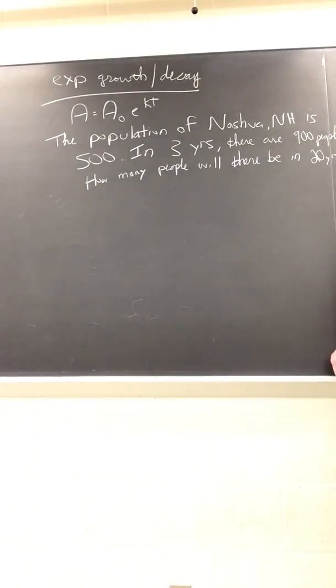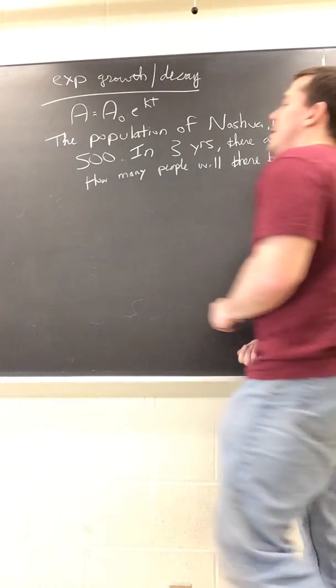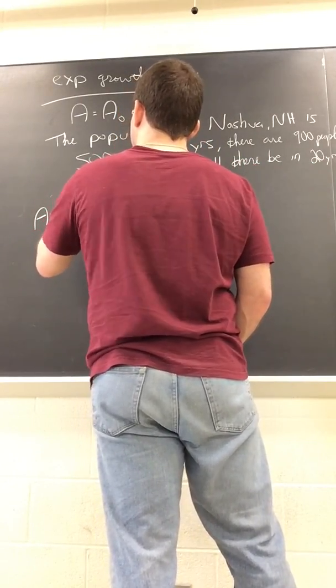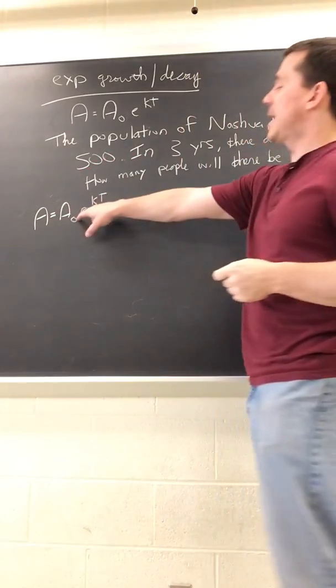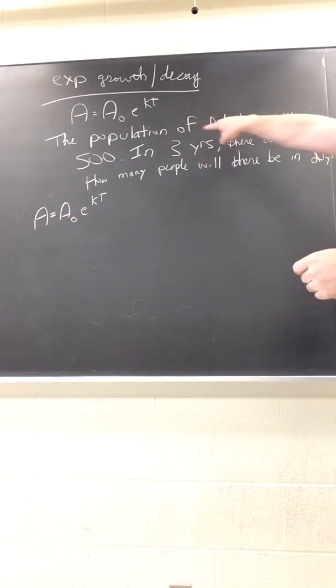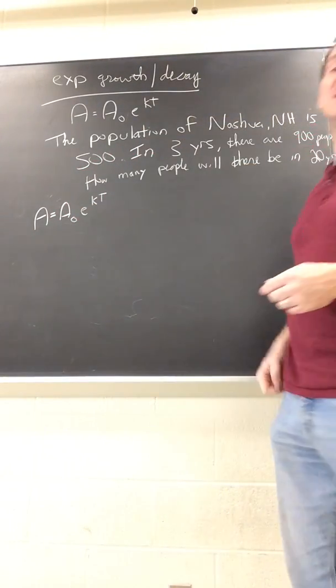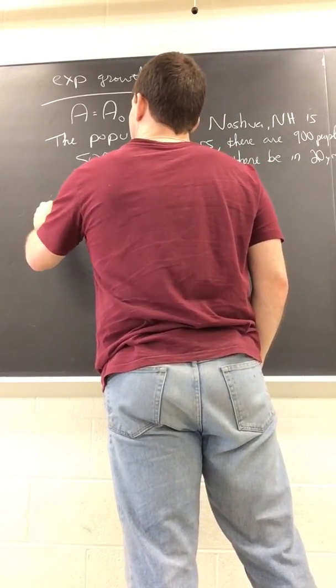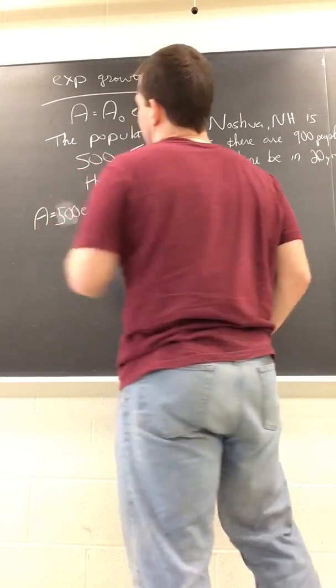Okay, the population of Nashua, New Hampshire is 500. In 3 years, there are 900 people. How many people will there be in 20 years? So population growth is exponential, so we're going to use our exponential equation right here. And all we do is A equals A initial e to the kt. That's my initial value. For this one, I'm told the population is 500. So I'm going to let A initial be 500.